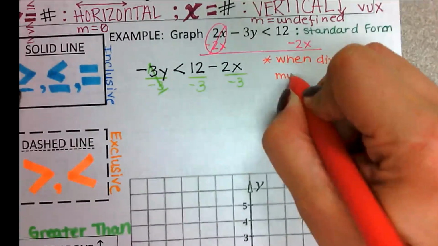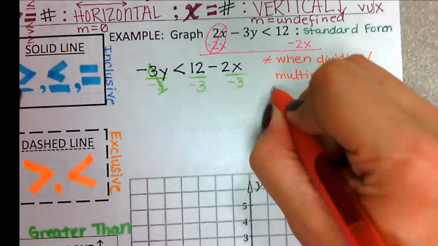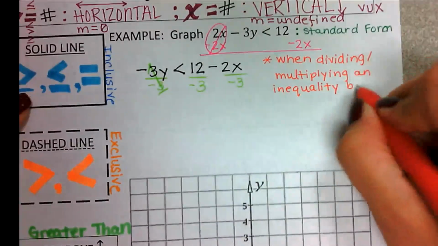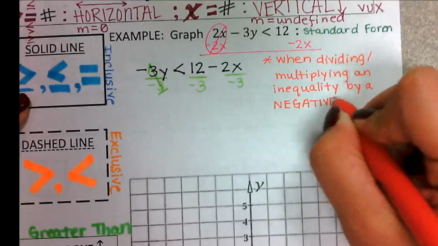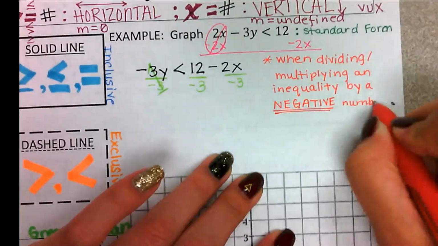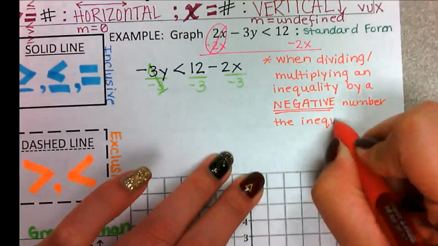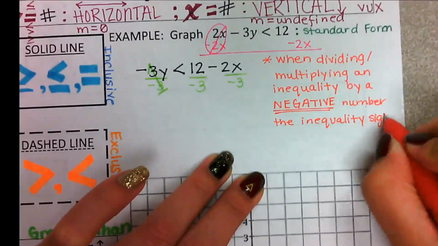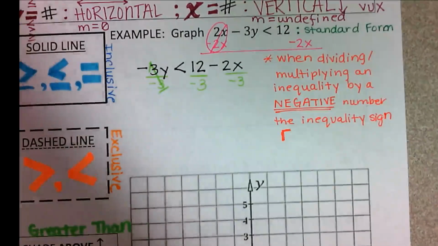But do take note, I'm going to write this in red here. When dividing or multiplying an inequality by a negative, the inequality sign flips. This one's a little bit bigger.